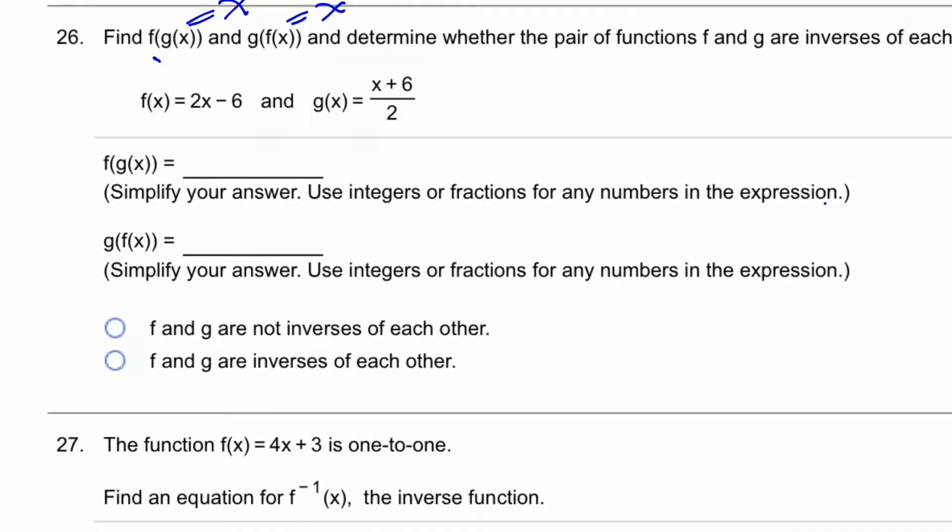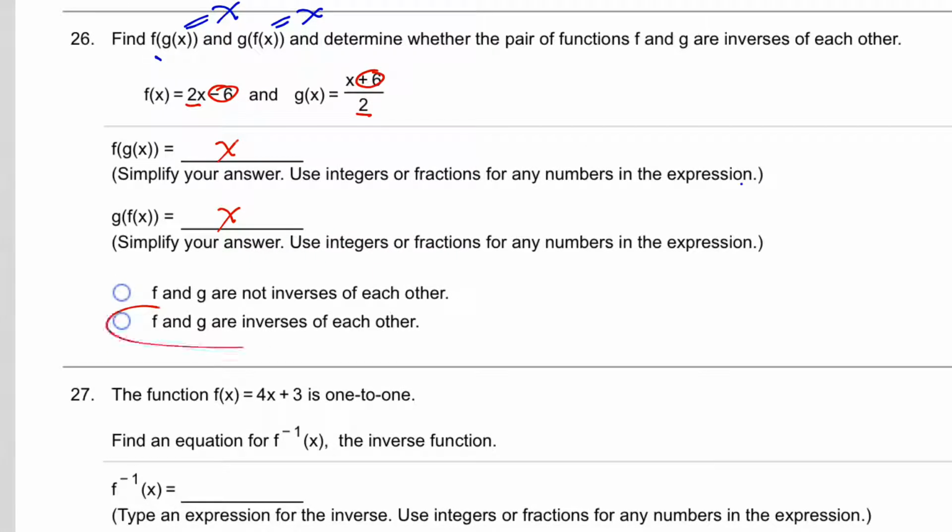So basically, do these two functions undo each other? As you can see, we've got the plus 6 and the minus 6. Those two undo each other. And then we have the divide by 2 and the multiply by 2. So these definitely look like they're going to undo each other. Based on our experience in our notes and the homework, this should be very familiar, that this is going to be yes. So we're predicting that they both equal x and that they are inverses of each other.